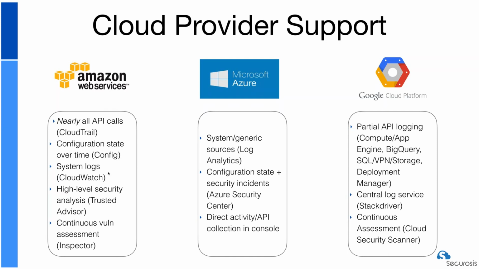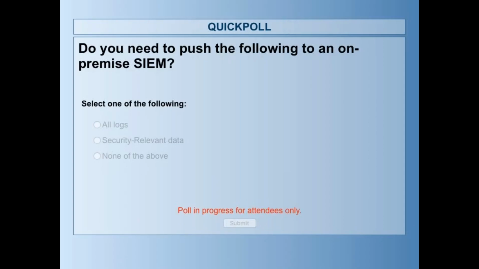So with that, let's go ahead and push the second poll question, Jules and Alan, please. All right. Alan, you there? Jules, you there? The question is, do you need to push the following to an on-premise SIEM? Select one of the following: all logs, security relevant data, or none of the above. So let's see what people are pushing to their SIEMs, and we'll close voting off here in just another, I don't know, 5, 4, 3, 2, 1.